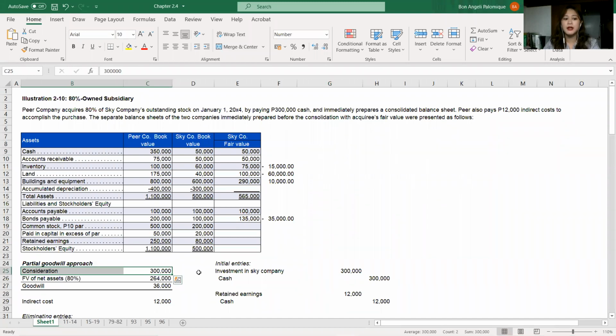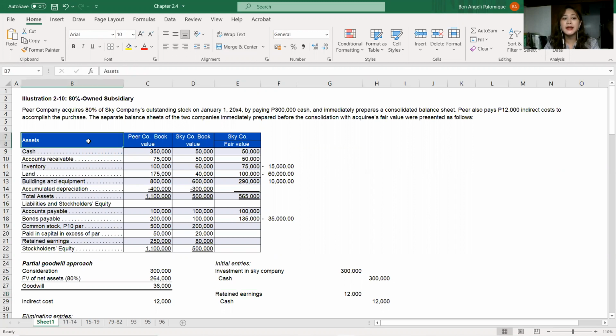May nabanggit din siya na nagbayad siya ng indirect cost amounting to 12,000 to accomplish the purchase. So, remember, titignan mo kung yung cost na binabayad is para ba sa expense or para sa reduction sa APIC. So, dahil hindi naman sinabi na this is for cost of issuance ng shares, so this is expense. So, 12,000 indirect cost is treated as expense or dito sa RE natin. Kasi, dahil balance sheet lang yung pinapagawa, sa RE na lang kinlose yung indirect cost.